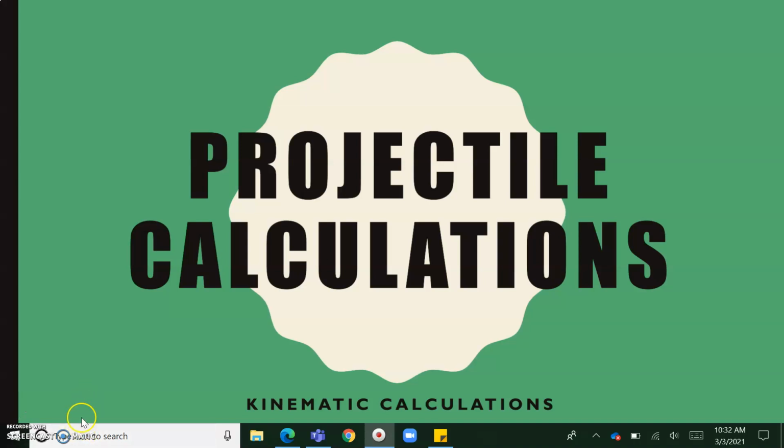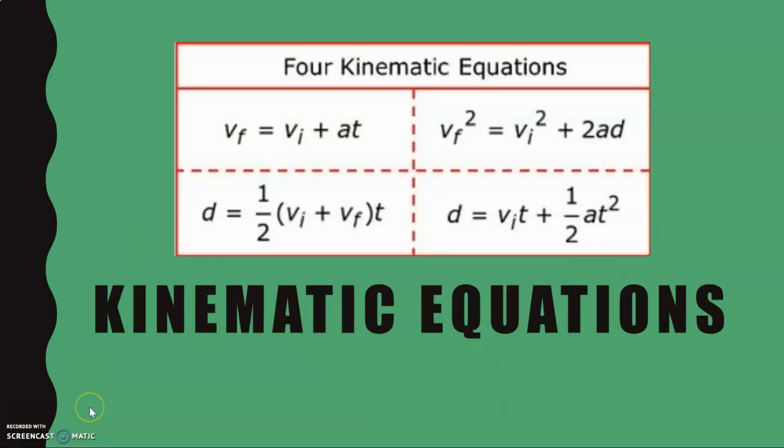In this video, we're going to look at some projectile calculations with the kinematic equations. There are 4 of these kinematic equations, and all the variables are ones that you should be familiar with already. VF is the final velocity, VI is the initial velocity, A is the acceleration, and when we're talking about the vertical component, that would of course be gravity. T is time, and D is the distance or displacement.